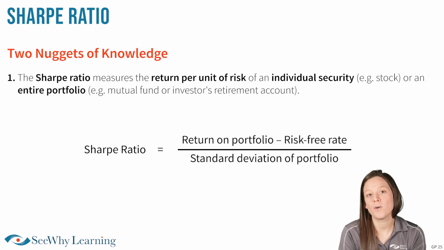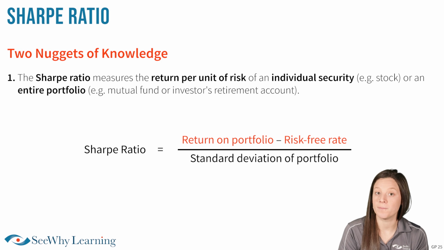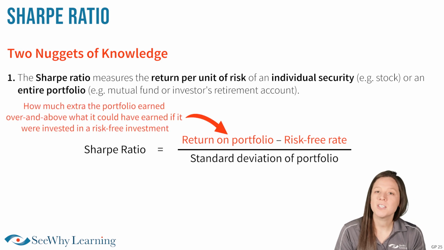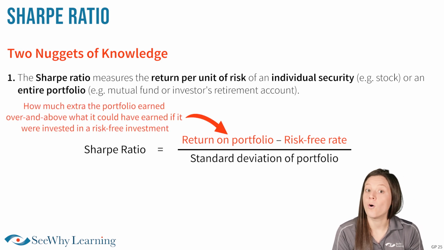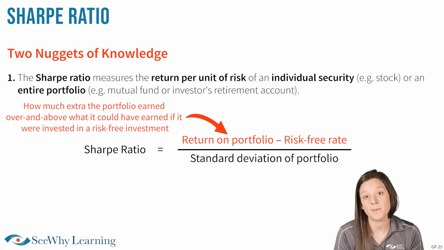Let's consider a portfolio as we discuss the Sharpe ratio. On the top of the formula, you find the return of the portfolio less the risk-free rate of return. So basically, how much extra did the portfolio earn over and above what it could have earned if it were invested in a risk-free investment, such as a 90-day treasury bill?